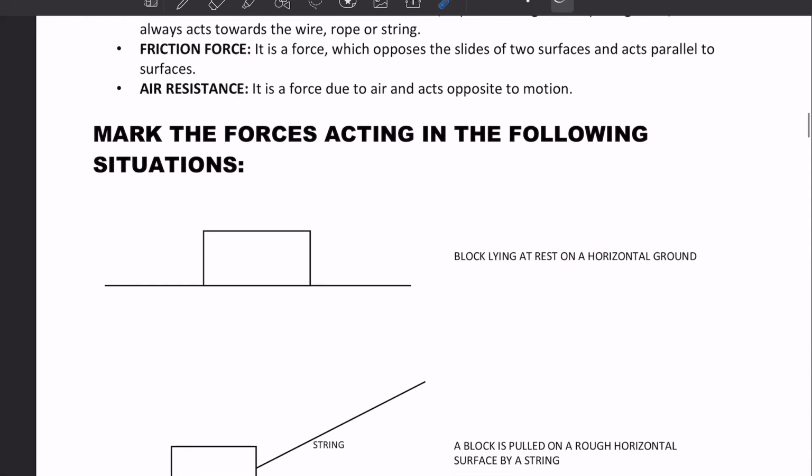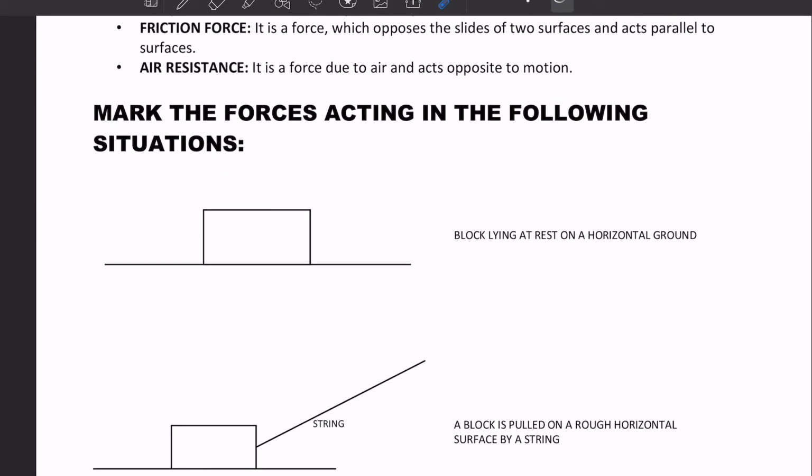So let's have a look at certain examples where we have to identify forces. A block is lying at rest on a horizontal surface. It must experience a normal reaction upwards, and it must experience a weight vertically downwards, acting right at the center.